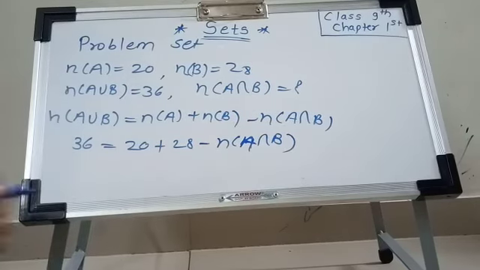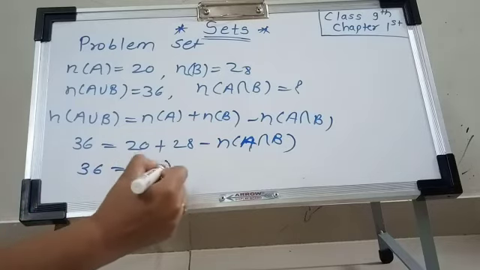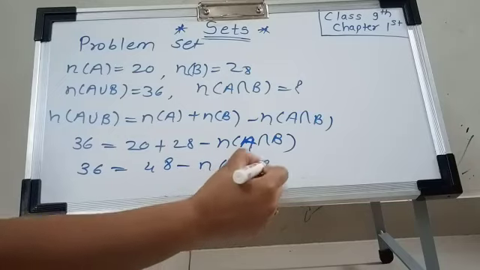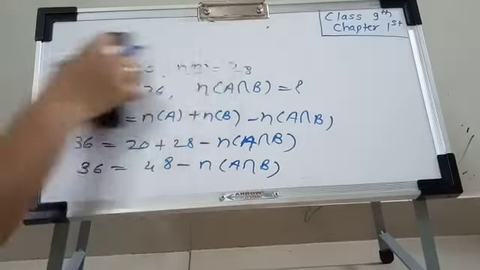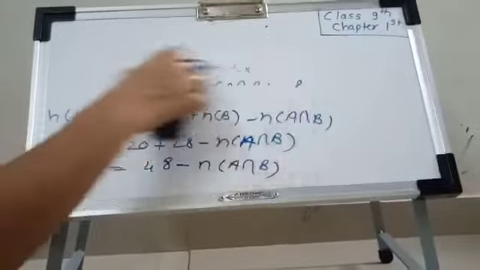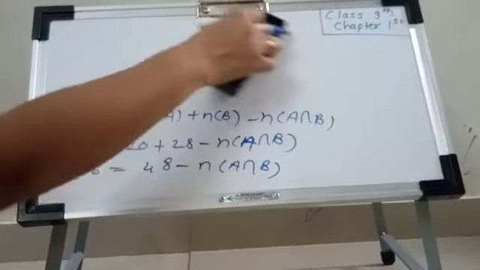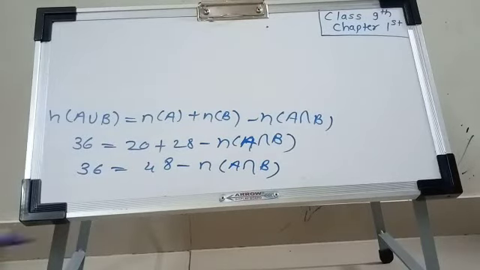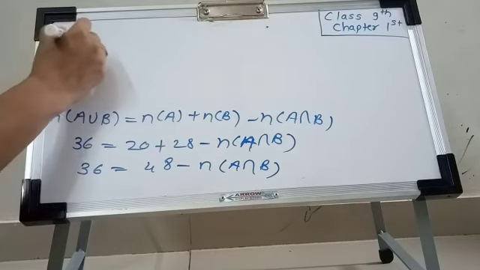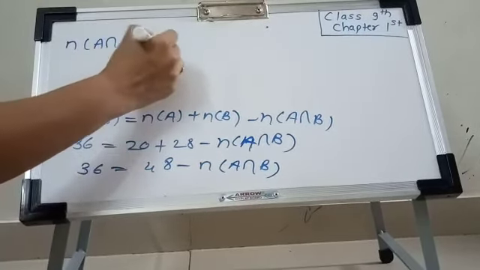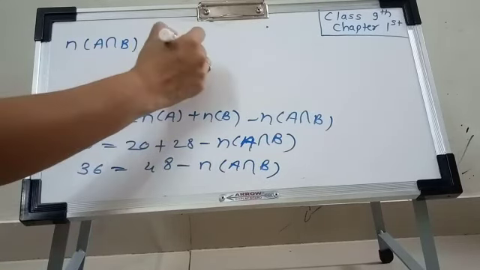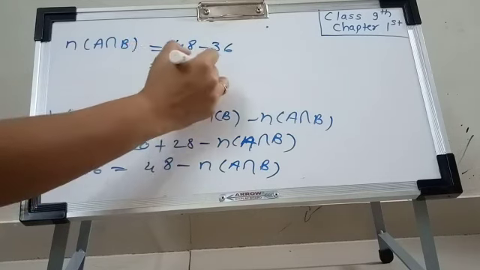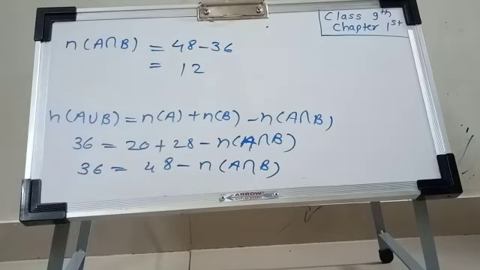Now add these two: 20 plus 28 is 48. So 36 is equal to 48 minus n(A intersection B). We find n(A intersection B). Here the minus term we take to this side and it becomes positive, and 36 is positive, taking it to the other side it becomes negative. 48 minus 36, our answer is 12. So the number of elements in A intersection B is equal to 12.